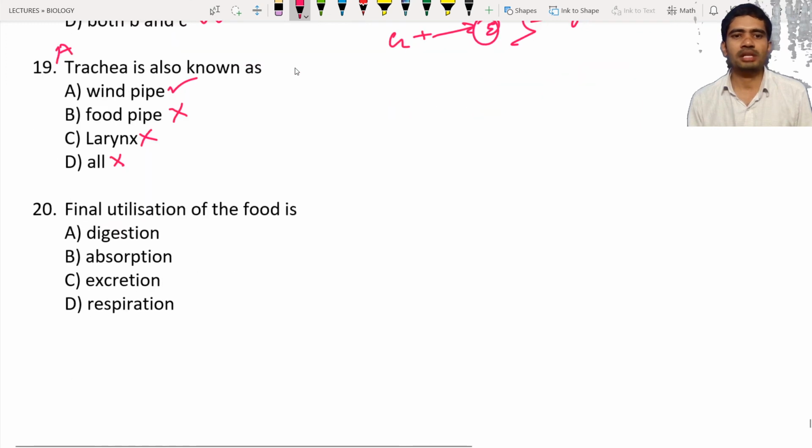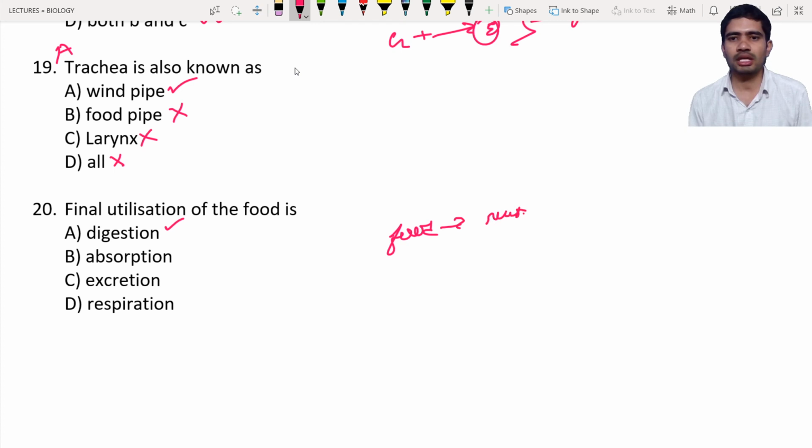So next is final utilization of the food is, so digestion of the food. So no, it cannot be digestion. Why? Because digestion of the food material will lead to the production of the nutrients. Okay, that's all. So next, absorption. So absorption function is done by the villi. Okay, the villi is going to perform this function, that is absorption. So excretion, no, excretory system is going to do the excretion. So it could not be the correct answer.